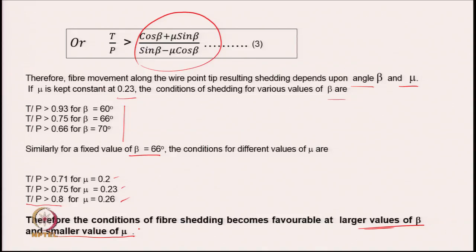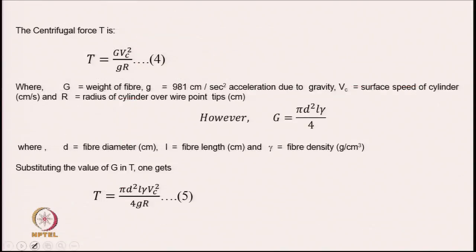So, therefore, the angle of the wire points has to be always less than 90 degree. This equation we can further move forward. The centrifugal force we can write as T equals G V c square by g into capital R, where G is the weight of the fiber, g is the acceleration due to gravity, V c is the surface speed of the cylinder and R is the radius.